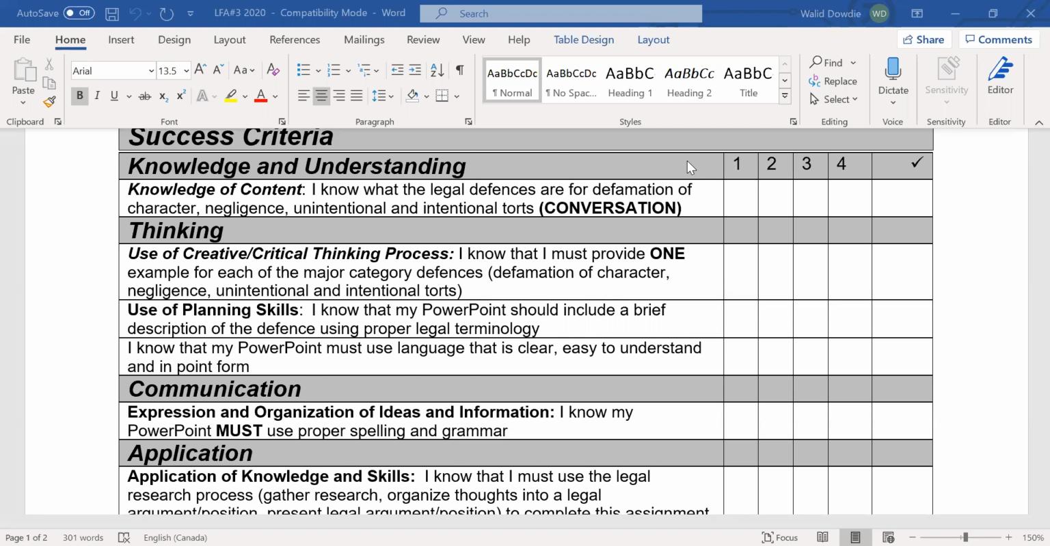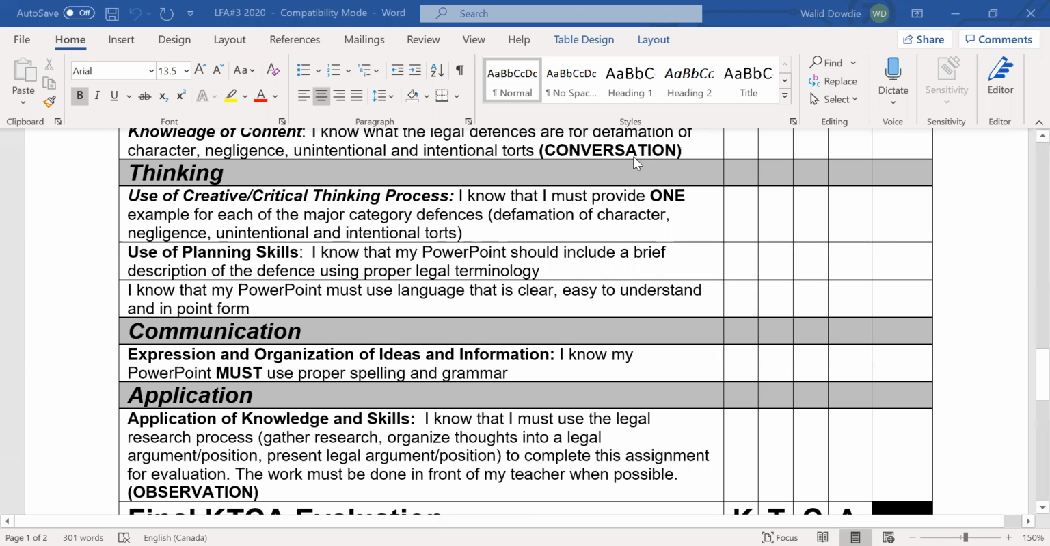And the last part is I know that I must use the legal research process, which means gather research, organize thoughts into a legal argument position, and present the legal argument position in order to complete my assignment. For evaluation, the work must be done in front of my teacher when possible. So again, you have to make sure that I see what's going on and know what's happening. Let's start the new share, which is going to break down the success criteria.